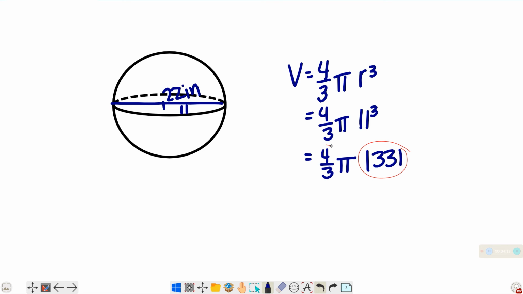Multiply that by 4. Then take your answer and divide it by 3. This is around 1,774. And it comes out with a 6 repeating, which as a fraction is 2/3. Our units are in inches, so we want inches cubed.